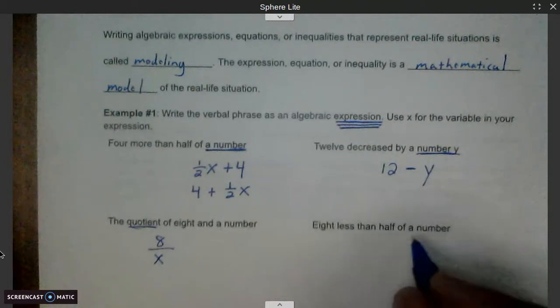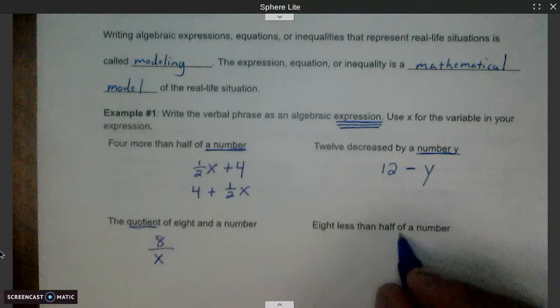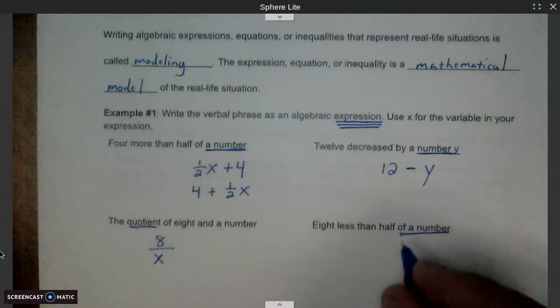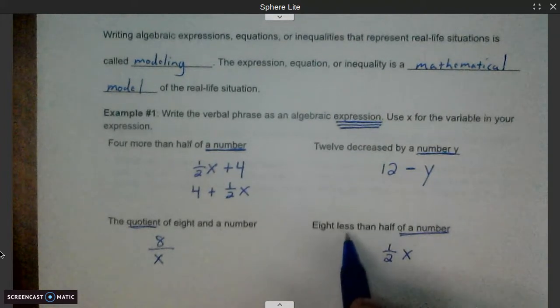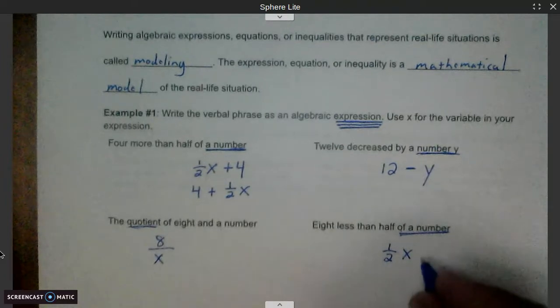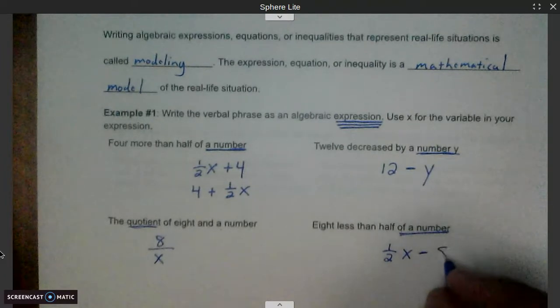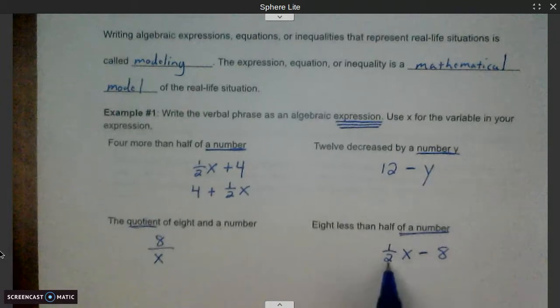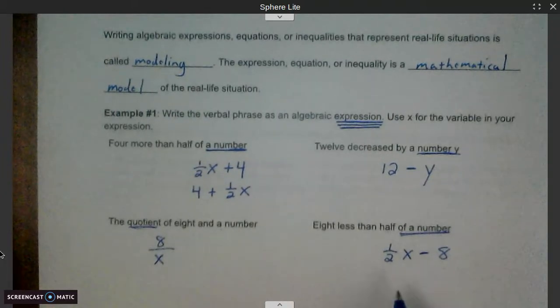The fourth one, 8 less than half of a number. So start with the value that we don't know, a number. Of usually refers to multiplication, so half of a number means that we have 1/2 x. And if we have 8 less than this, we are going to be subtracting 8. This we cannot write in a different order. It can't be 8 minus 1/2 x. It has to be 1/2 x minus 8.